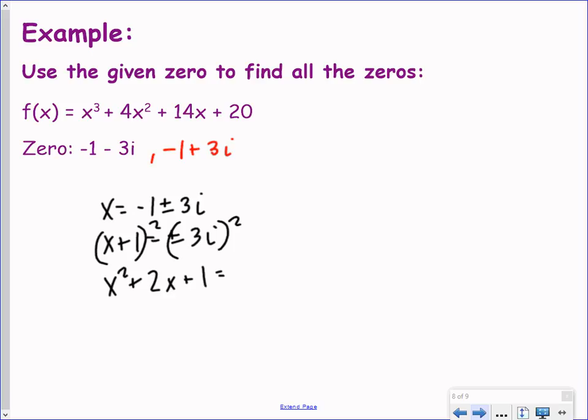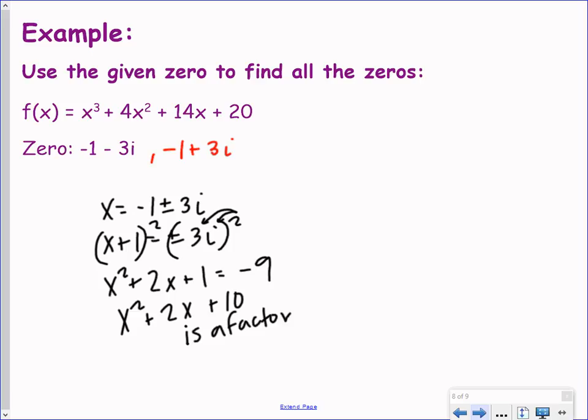What's 3i squared? -9. Be careful, if you said -3, you have to distribute the square to the 3 and to the i. 3i times 3i, 9i squared, -9. And so the quadratic factor is x squared plus 2x plus 10. Remember, there's that equals 0, but we can drop it. So this is a factor.